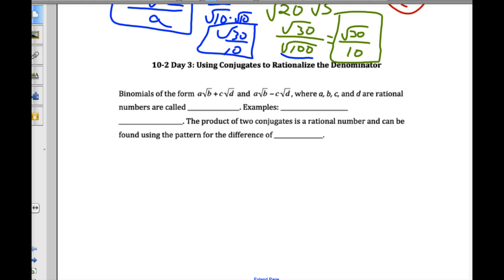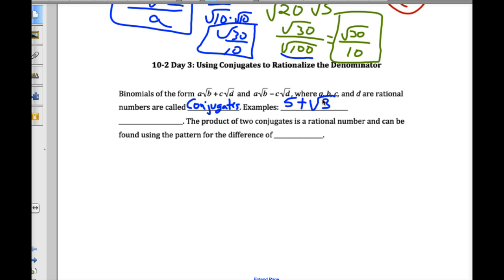Fill in the blanks. Binomials with radicals in them, where A, B, C, and D are rational numbers, are called conjugates. Once you see an example of a conjugate, you'll get it. Albano, give me your favorite number between 1 and 10. 5. Meredith, give me your favorite square root number between 1 and 10. That's a perfect square. I want one that you can't simplify. 3.